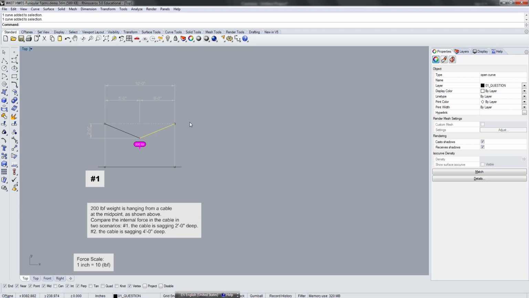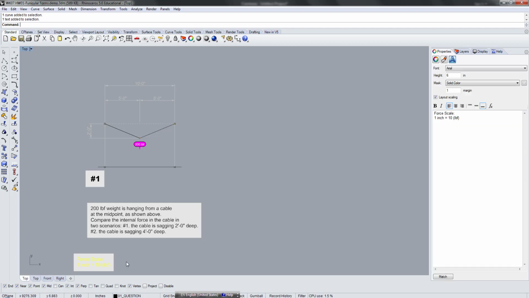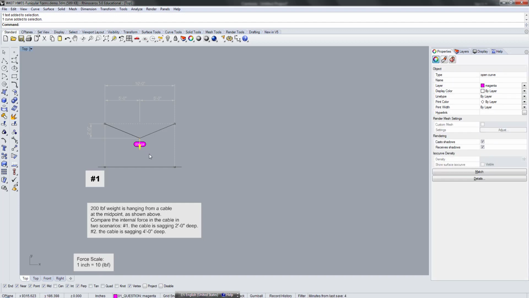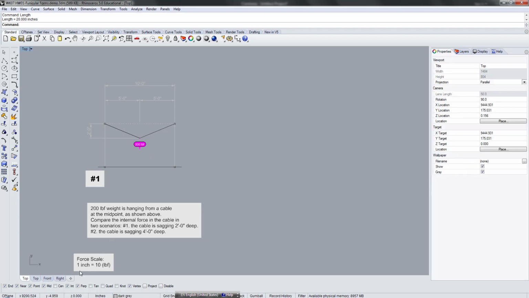Let's just assume that that's in tension. The fundamental information such as force scale is shown here. So here I'm representing the 200-pound force with a line that is 20 inches long. Therefore the force scale is 1 inch equals 10-pound force.